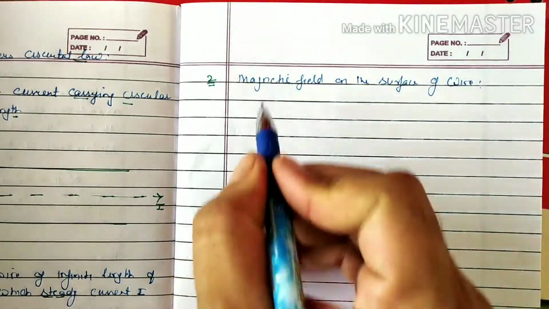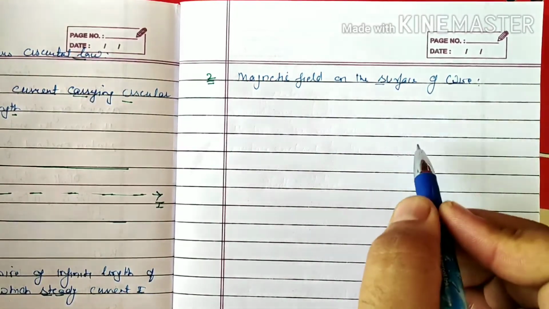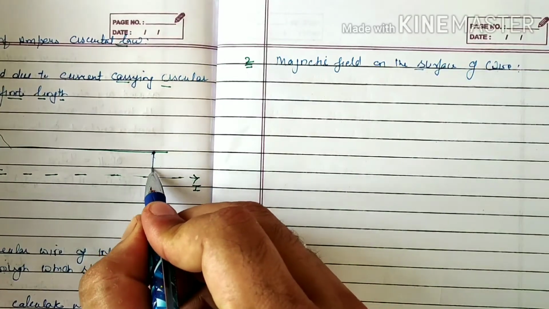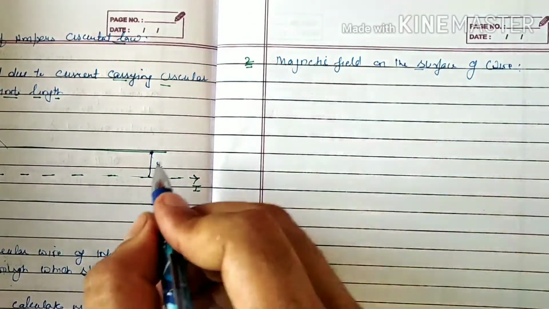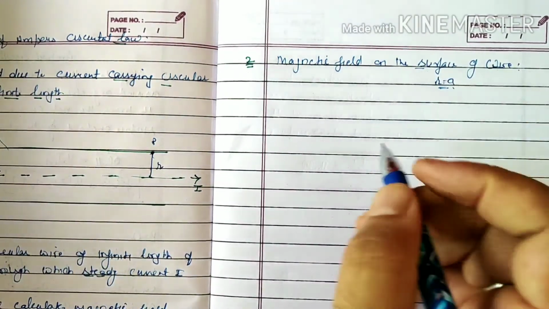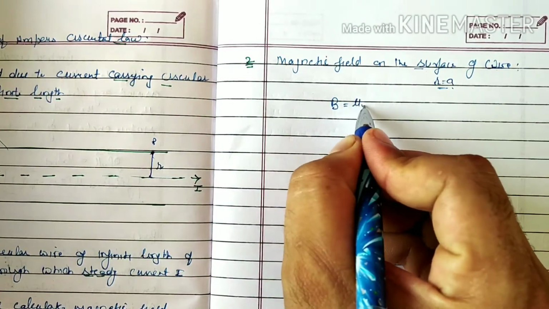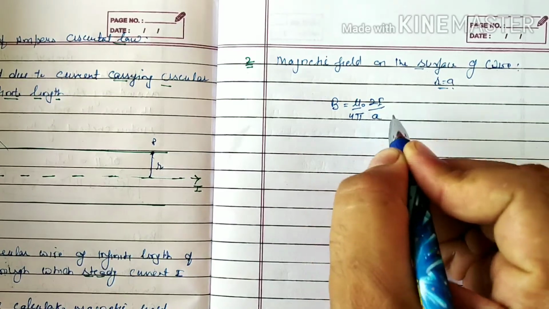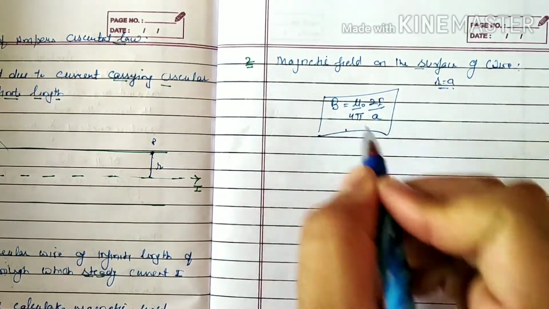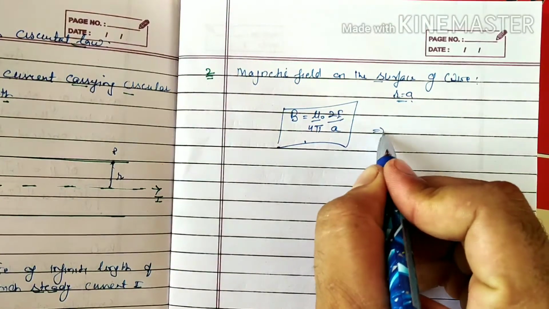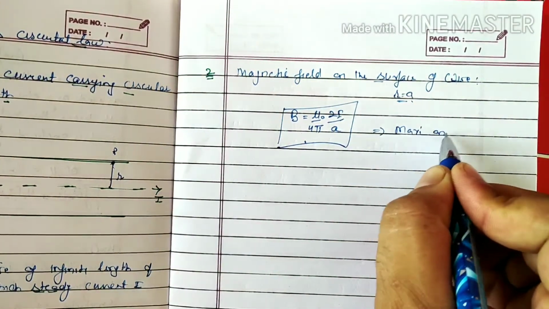Now our second case is the magnetic field on the surface of the wire. Suppose on this surface we have to find the magnetic field at radius r. This is our point P. Here we can write r is equal to a. So the magnetic field B is equal to mu naught upon 4 pi 2I upon a, because r is replaced by a. So the magnetic field is maximum on the surface.